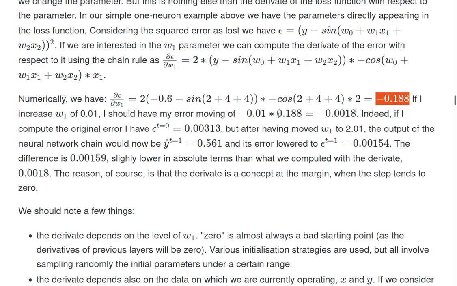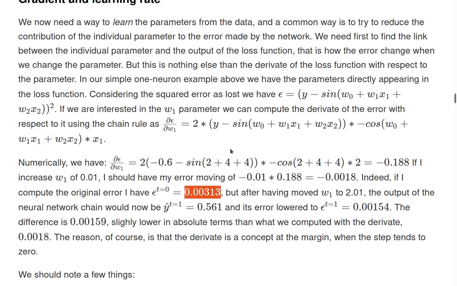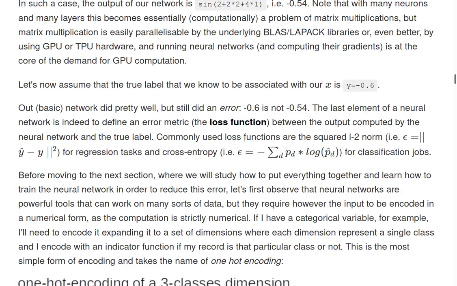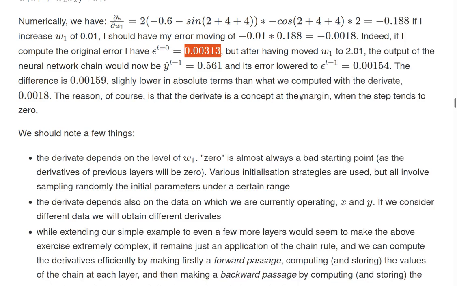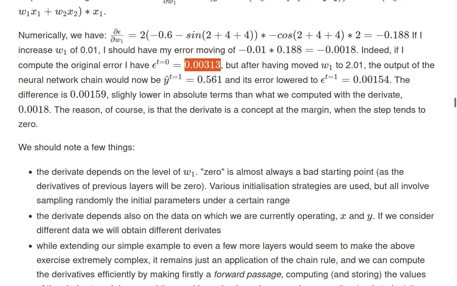Okay, so at the first step, I compute my error with the parameter that I used, and my error was 0.00313. Then I move w1 to 2.01, and I observe that when I move to 2.01, the output of the neural network changes a little bit, becoming 0.561 instead of minus 0.54, and the error lowered to 0.00154. So this is the error after I changed my parameter.